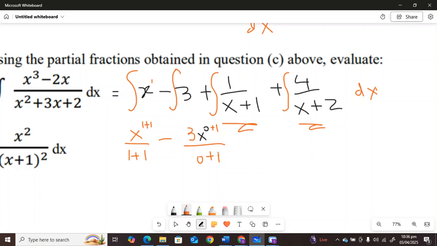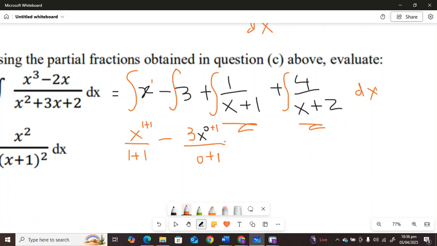Integration is like the reverse of differentiation. With differentiation, the number disappears. Now with integration, the number gets a variable.